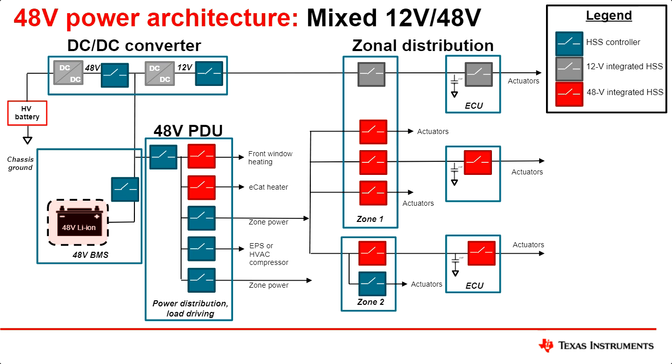So this is just a basic block diagram of a mixed 12 and 48 volt architecture that we have seen across. This is the high voltage battery on the left side, or this could be an alternator for the ICE vehicles. Then we have a DC-DC, which is basically converting from high voltage to 48 volt. Then from 48 volt, we have a power distribution unit, or it could be a front zone where all the 48 volt loads are there, and they are being driven by the 48 volt rail.